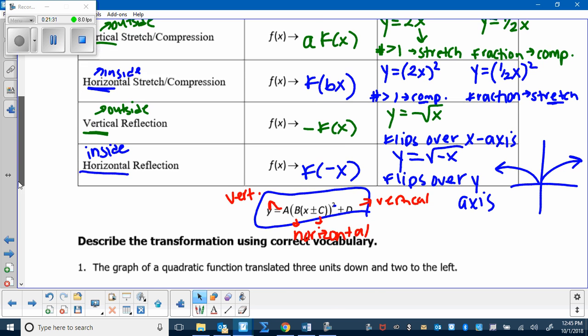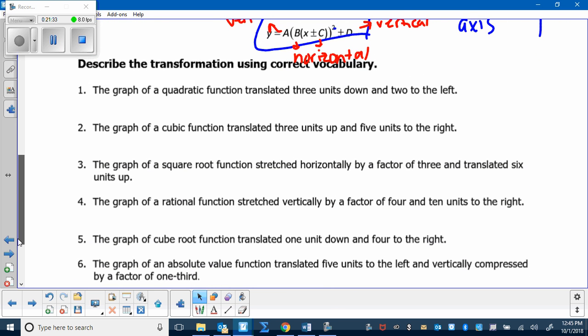I'm going to finish the rest of this page right now on the notes, and then you can try the questions on the following page for practice. I'll tell you what numbers I'm going to finish. So, describe the transformation using correct vocabulary. So this says the graph of a quadratic. Okay, so I know that's going to be something squared.